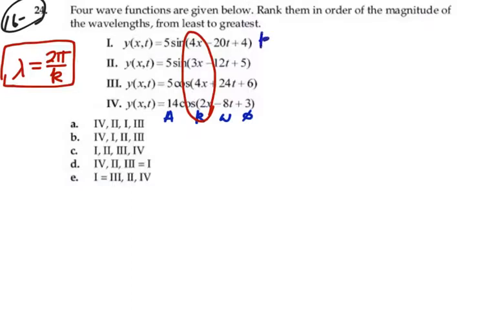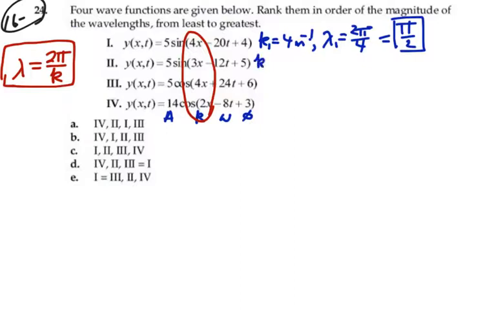Since the angular wave number for the first one is 4 per meter, our wavelength is 2 pi over 4, and that is going to be pi over 2. So for this first one, let's call it wavelength 1, we have pi over 2. And that's called the angular wave number 1.